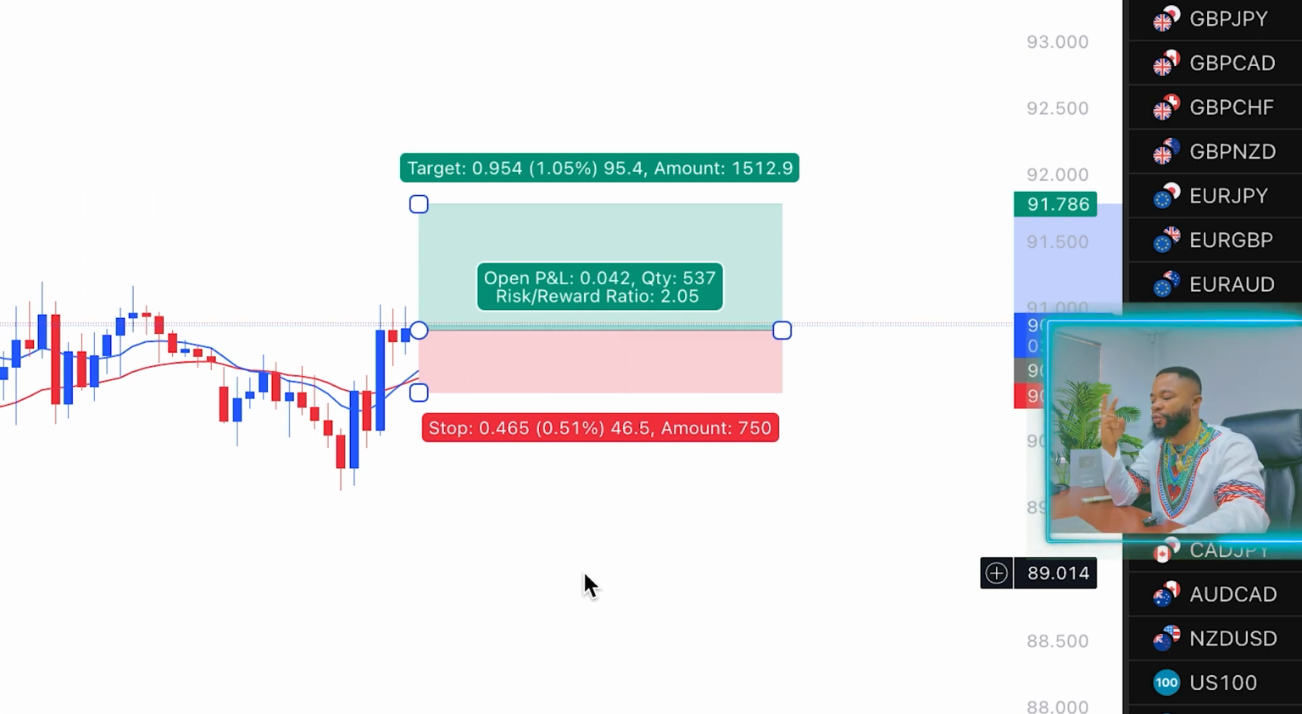Second thing, account size, 100,000. Third thing, stop loss in pips, which is 40 pips. And the last thing, the percentage we're going to be risking per trade, which is 1%.